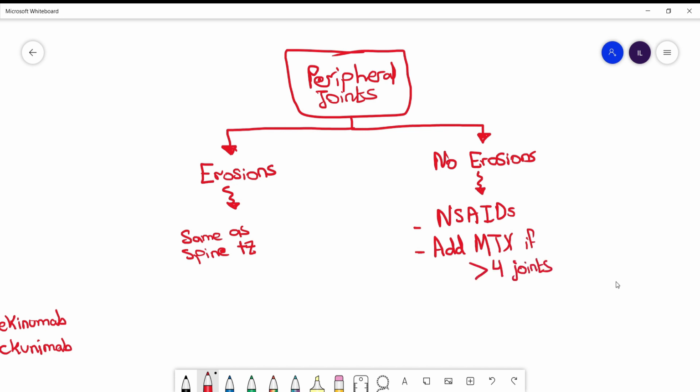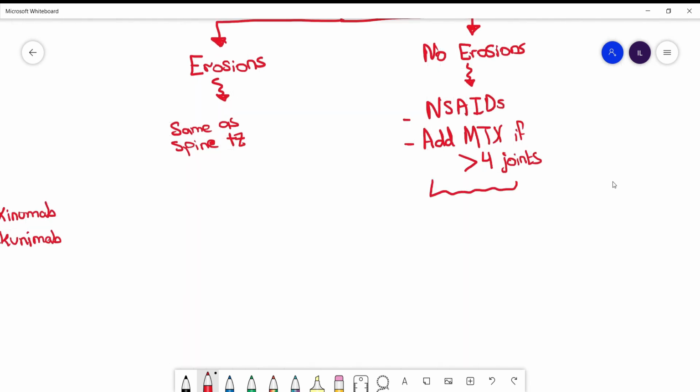Now, if that fails, then you need to know this medicine, which is called apremilast. Rheumatologists like it because it doesn't need any monitoring with CBC, CMP, and it has fewer side effects than many of the immunosuppressant medications.